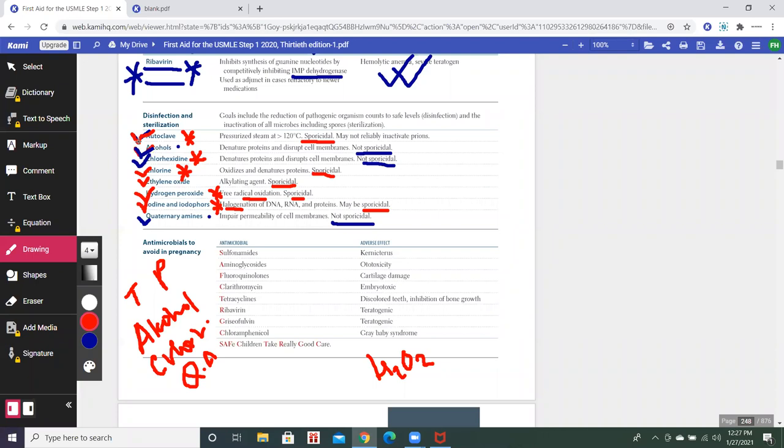Another one is they can also ask you about alcohol and chlorhexidine: what is the mechanism of action of their sterilization? That is protein denaturation and disruption of the cell membrane. So that's all about disinfection and sterilization and most of the questions on disinfection and sterilization. Are we clear about this? Yes or no?